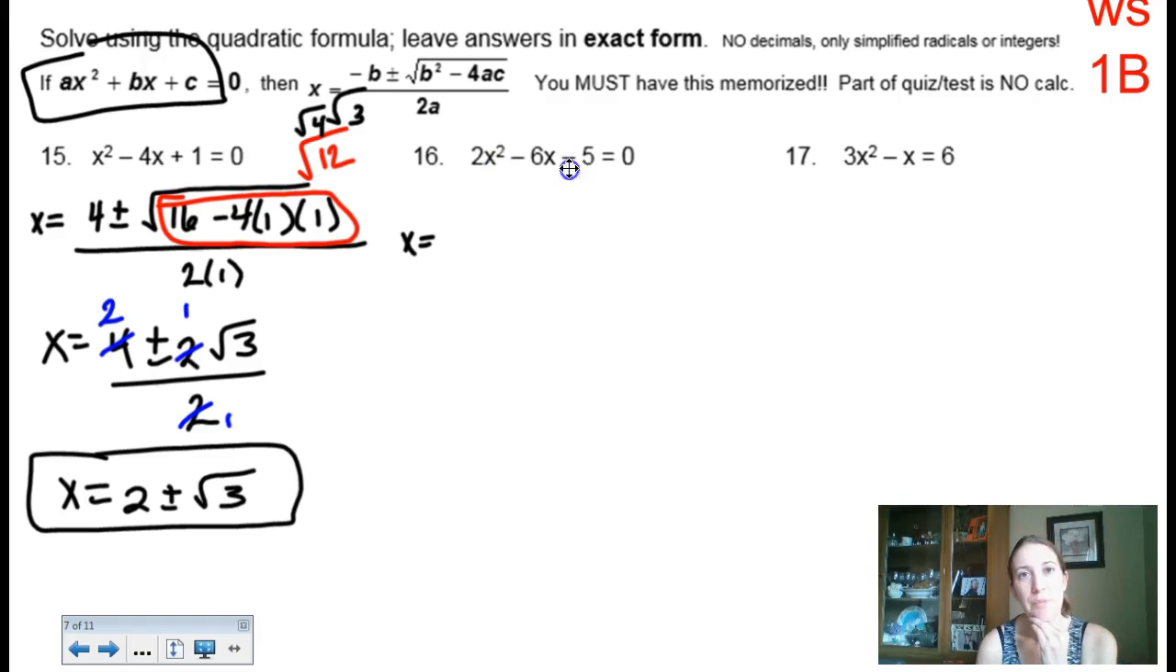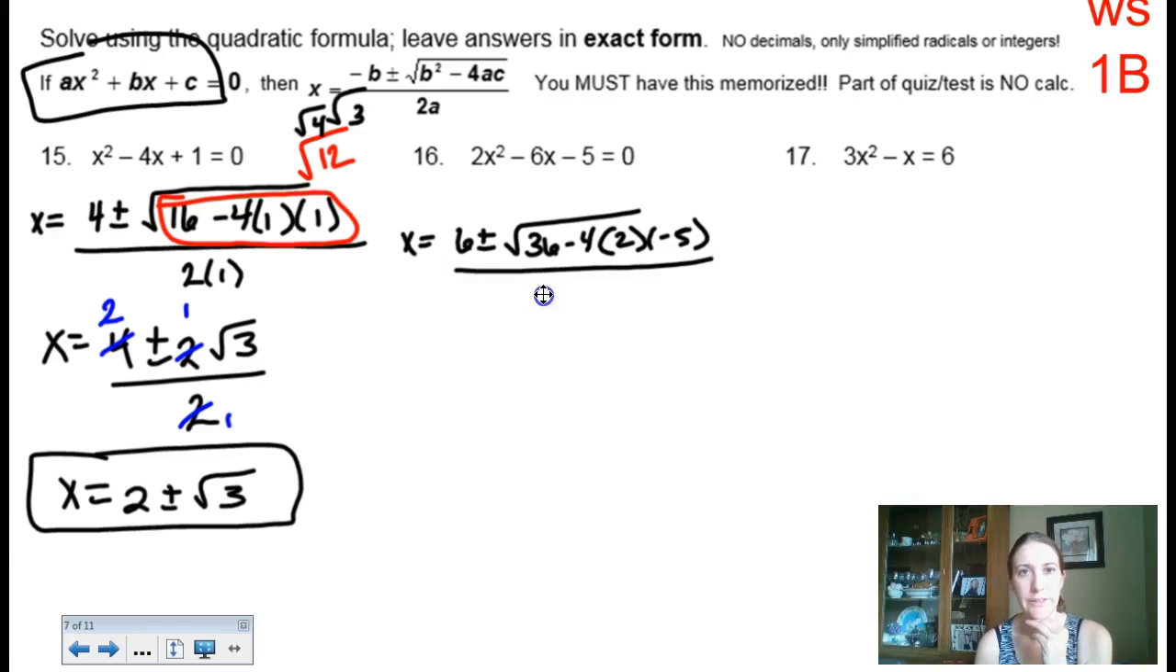So this is not divisible by the same number. So opposite of b would be positive 6 plus and minus the square root of, instead of saying negative 6 squared, let's just call that 36 minus 4 times a times c, all over 2 times a.